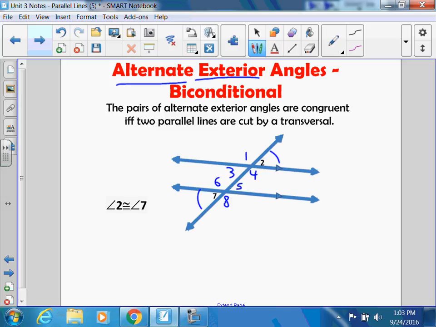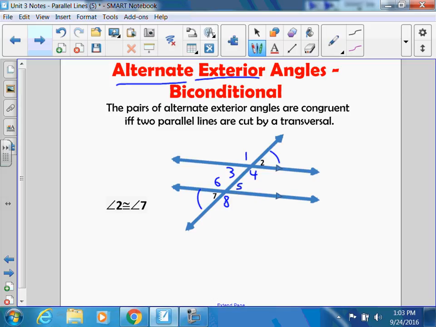But are 6 and 3 congruent? No. 6 and 3 would not be congruent. They are not alternate interior angles. Okay, corresponding angles are congruent. That would be 2 and 5, 8 and 4, 1 and 6, 3 and 7. In fact, with those 8 angles, 4 of those 8 angles must be congruent to each other, and the other 4 must be congruent to each other. Do you know which 4?